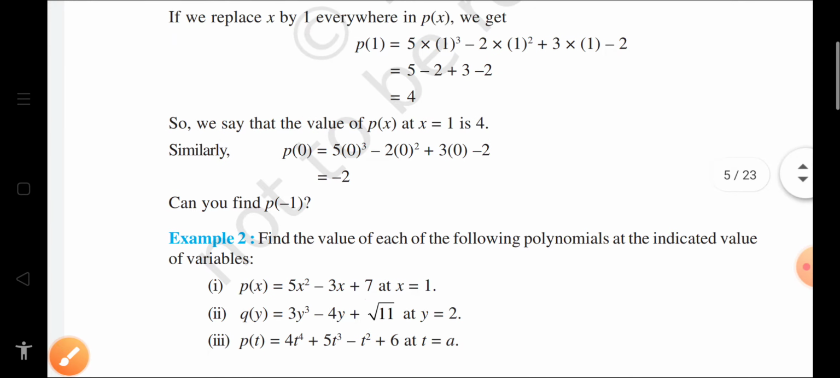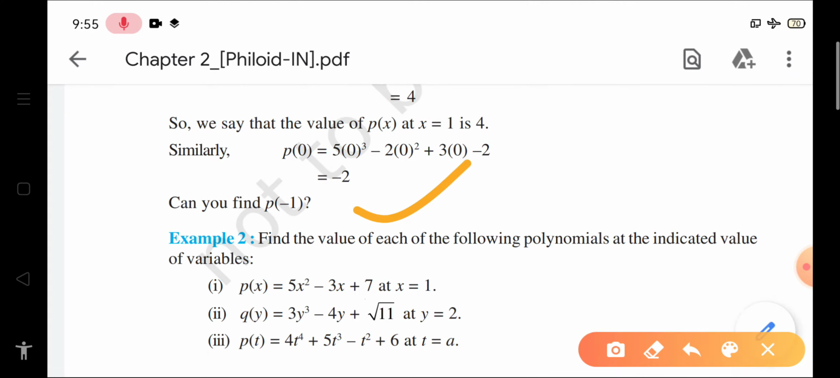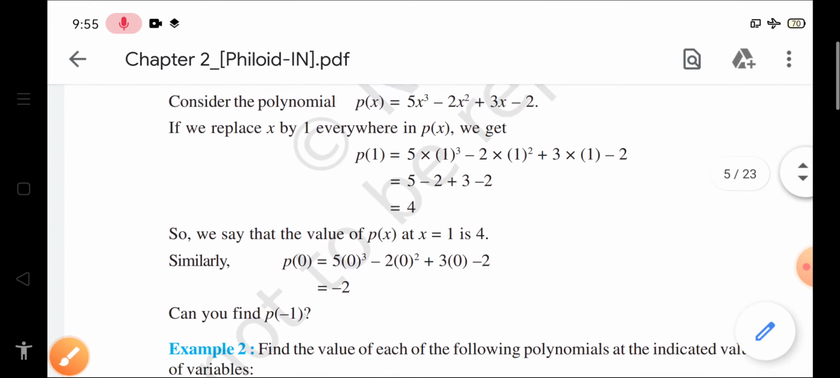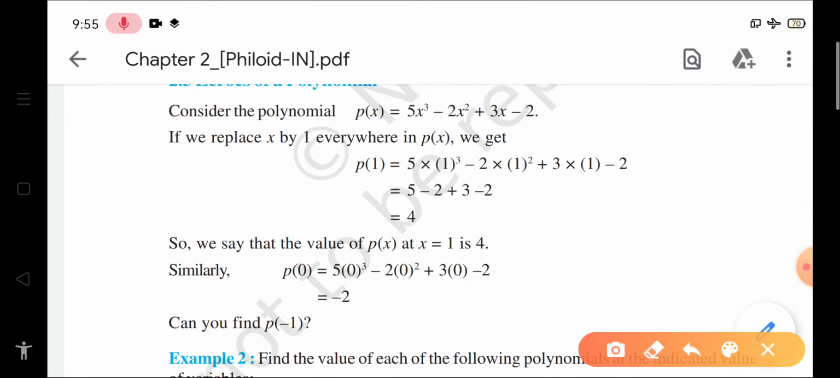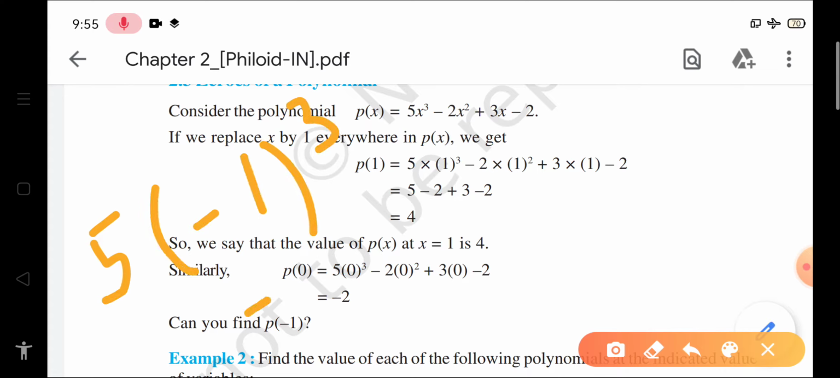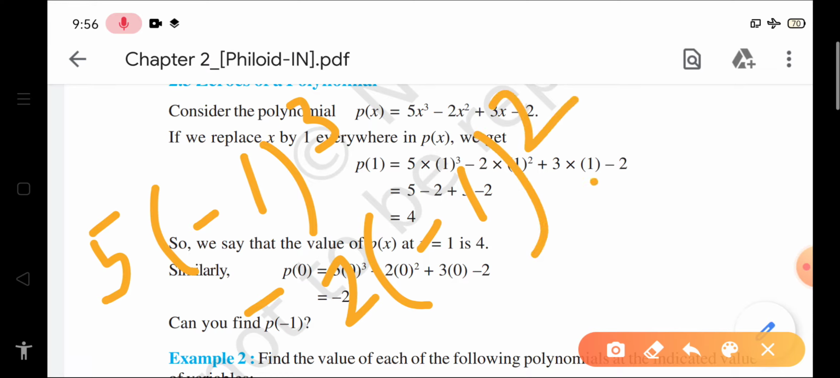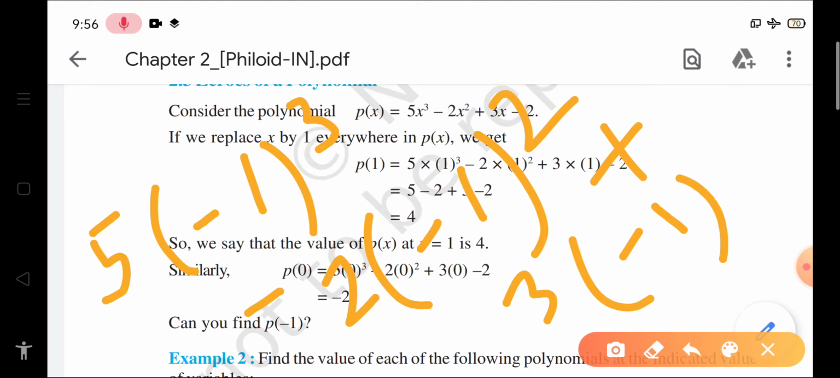The next is written: find p(minus 1). Definitely we can find it. So how will p(minus 1) be found? Here it is 5x cube, so we will write 5, the value of x is minus 1, so it is minus 3, then minus 2, value of x is minus 1 whole square, plus 3 into minus 1, and then minus 2.